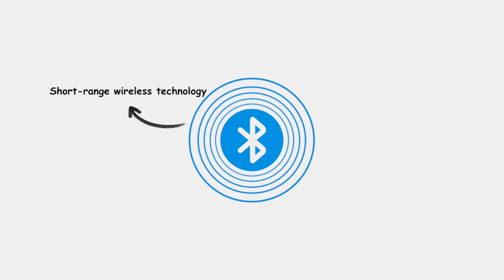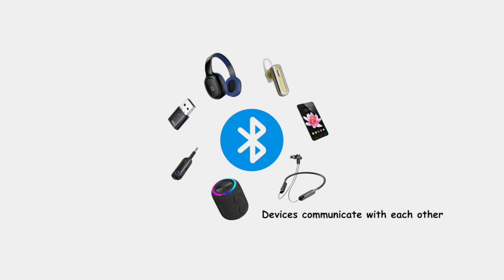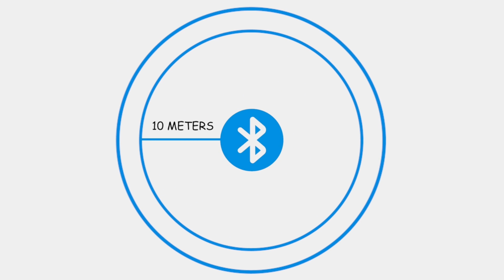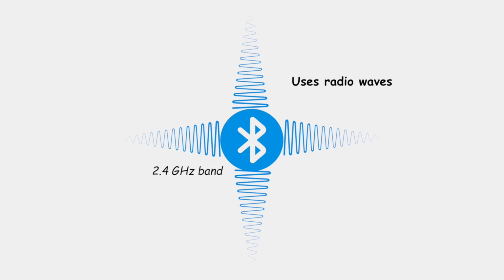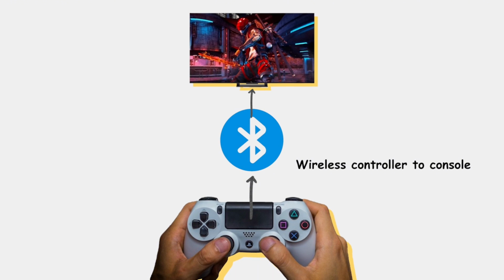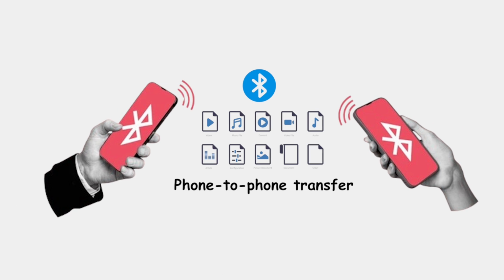Bluetooth. Bluetooth is a short-range wireless technology that lets devices communicate with each other over distances up to 10 meters, sometimes more. It uses radio waves in the 2.4 GHz band to send small packets of data back and forth between devices. You've seen Bluetooth in action if you've ever paired wireless earbuds with your phone, connected a wireless game controller to a console, or transferred files between two smartphones.